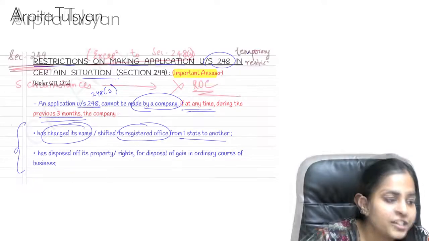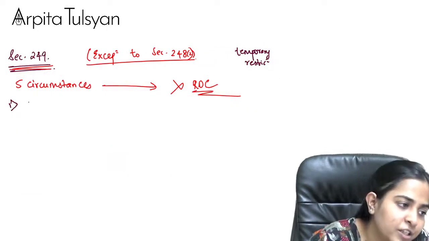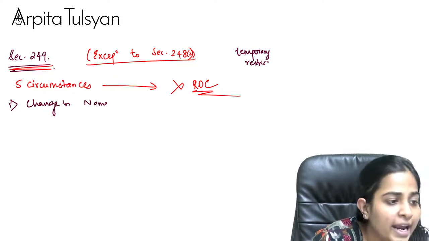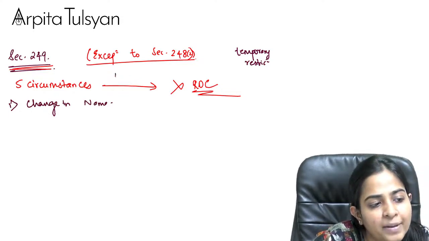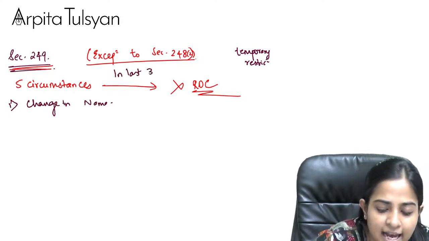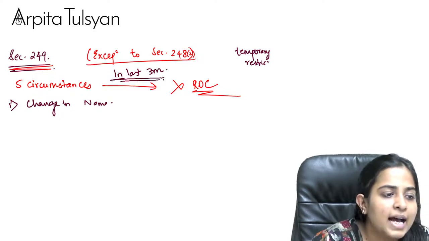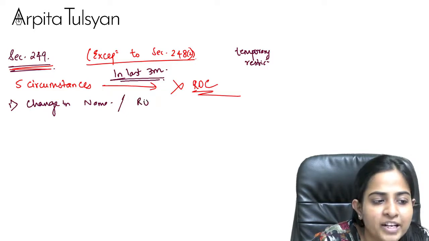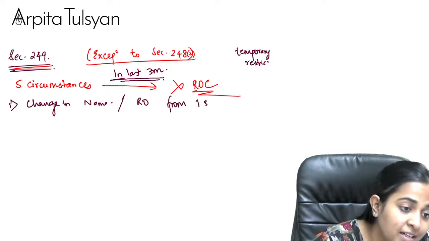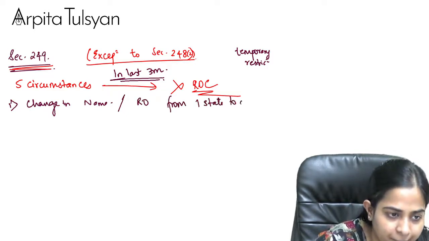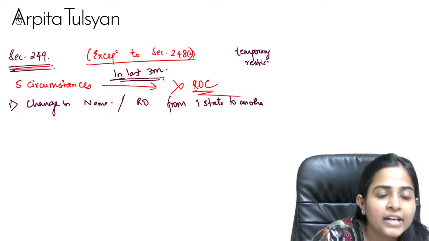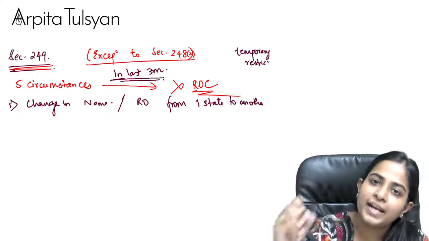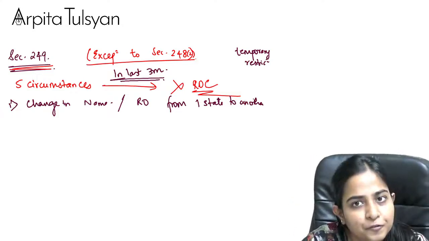So what is the first event? First event, if there is any change in name. Any of these circumstances should have happened in the last 3 months. So change in name or shift of registered office address from one state to another. If this has happened in the last 3 months, then wait for some time, then only go and make an application for striking off.